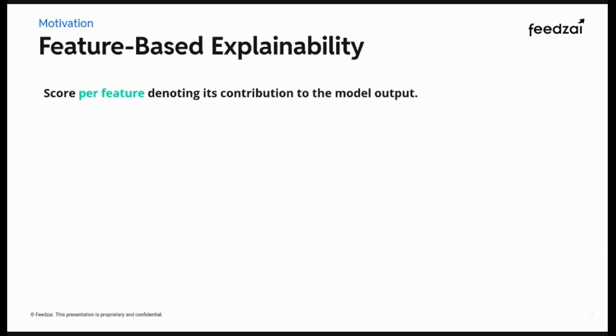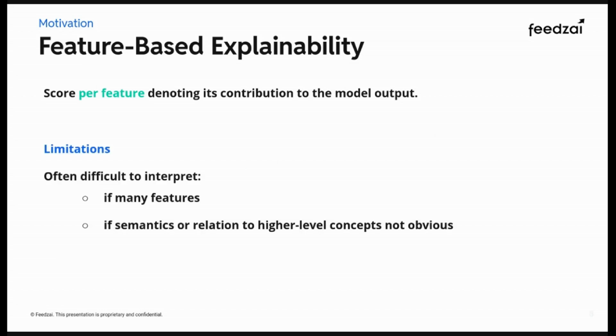The most common class of explainability methods can be grouped into feature-based methods. These methods provide a score per feature, reflecting that feature's contribution to the model output. However, feature-based explanations are often difficult to interpret. This is especially true when there are many features or when the meaning of those features are not obvious to humans.